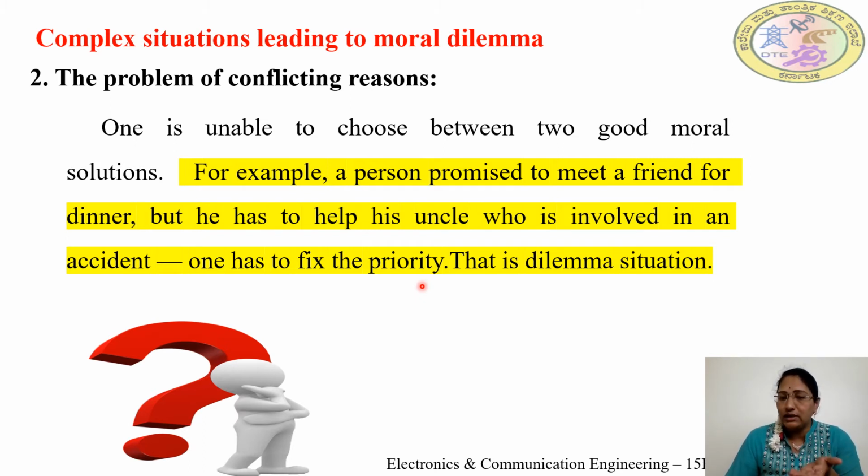Morally, which is good, it is better to save the uncle from the accident situation. Afterwards you can go for dinner with your friend because you have promised it, and you can take it on another day. So according to priority fixing, you can make a decision here. When you face this type of situation, you will be in a dilemma state. It is called the problem of conflicting reasons.